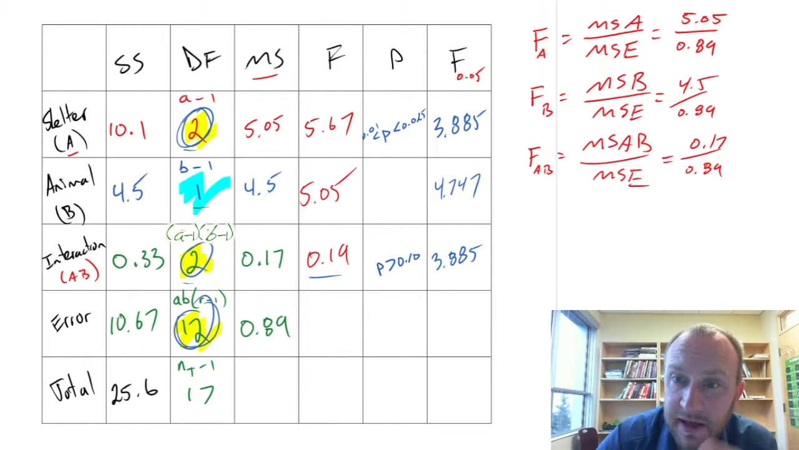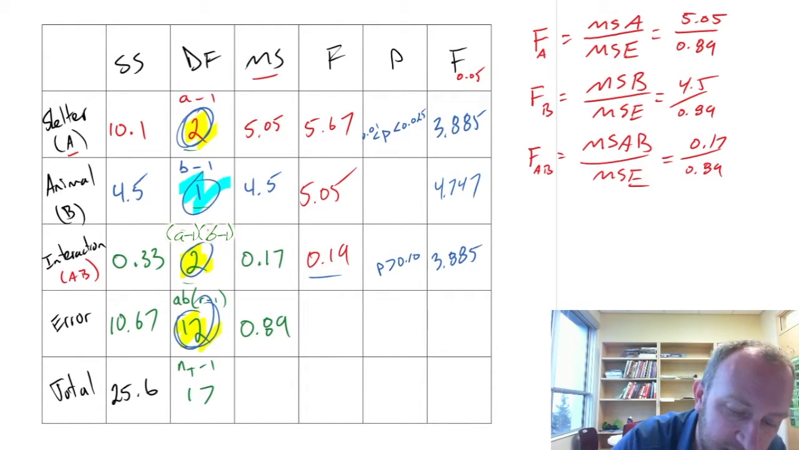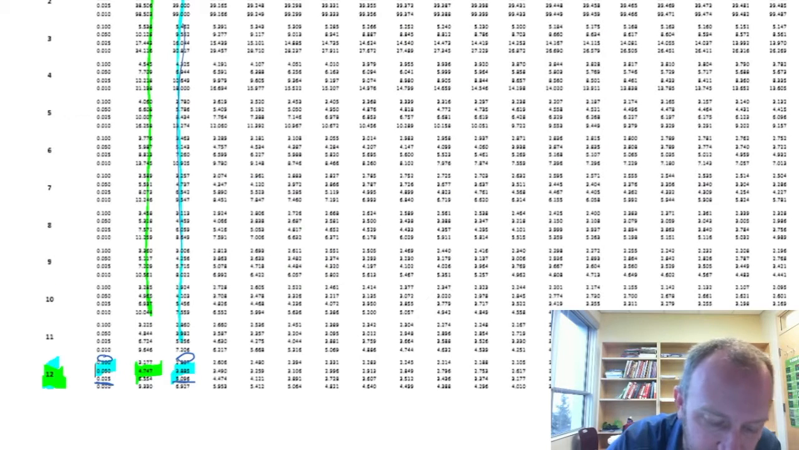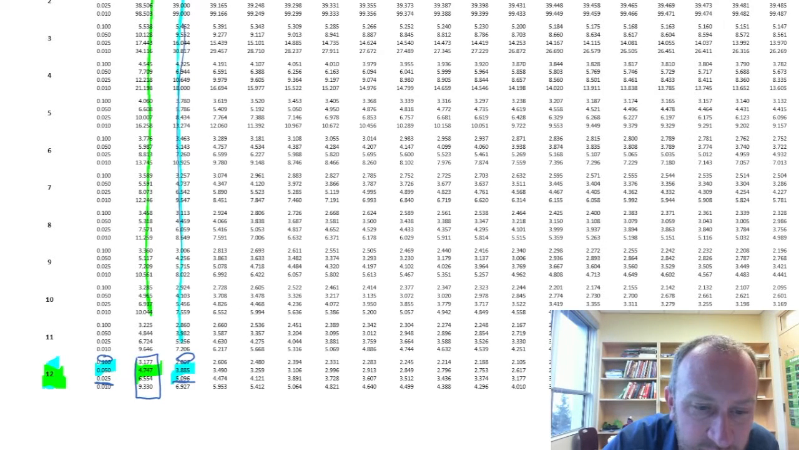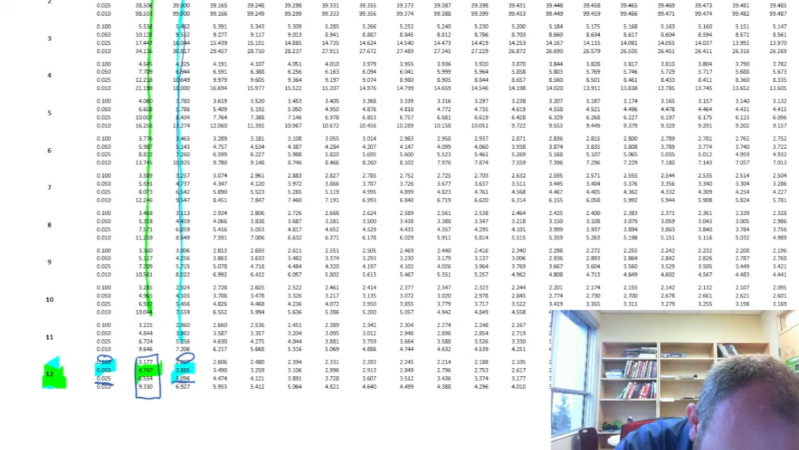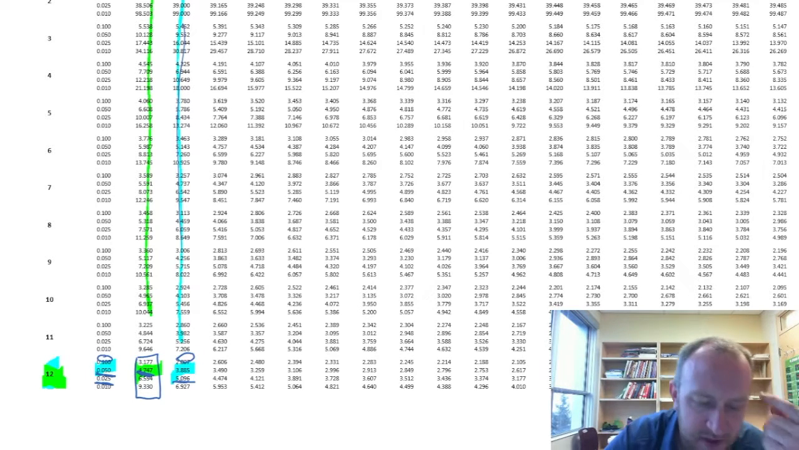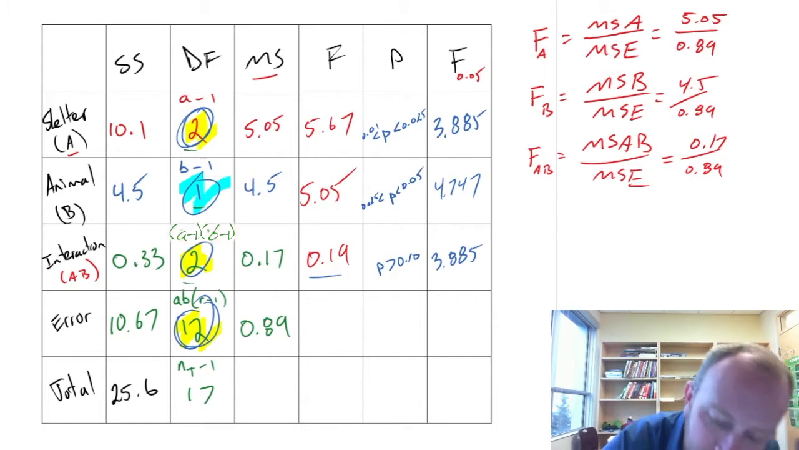And finally, on the animal factor B, this is a test statistic 5.05, and we're looking at a distribution with just 1 degree of freedom in the numerator, still 12 in the denominator, so that's coming back to this one here. And our test statistic was 5.05. 5.05 is somewhere just right in here. So that gives me a p-value right in here between 0.025 and 0.05. So here, this p-value is greater than 0.025, but smaller than 0.05.